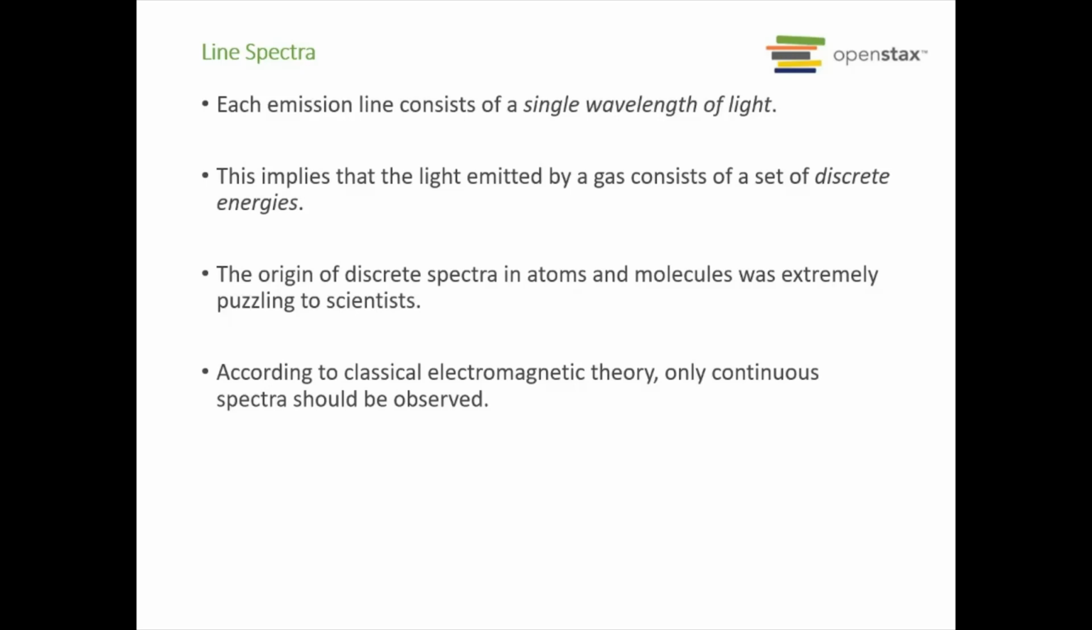But each emission line has a single wavelength of light. So you have a scale with your wavelengths, and they're in different colors, of course, but what you would find are these little single lines, and those each represent a single wavelength. And so this also tells us that the light that's being emitted has discrete energies. It has very set energies. And this was super puzzling to scientists, because in classical electromagnetic theory, this can't happen. It should only be continuous spectra. So again, we have another issue that we have to solve.